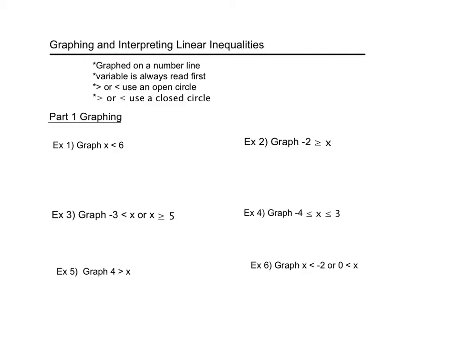We will always read the variable first when determining which side to shade. We're going to use a less than or a greater than. We're going to use an open circle to symbolize that we can't actually be that value. We can get infinitely close to it, but we can never actually be that value. It's not included in our solution. And we're going to use a closed circle with greater than or equal to or less than or equal to to show that we can include that value.